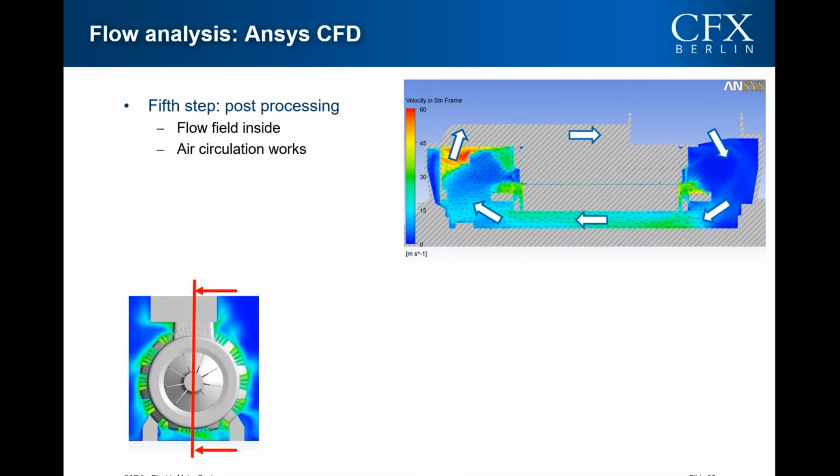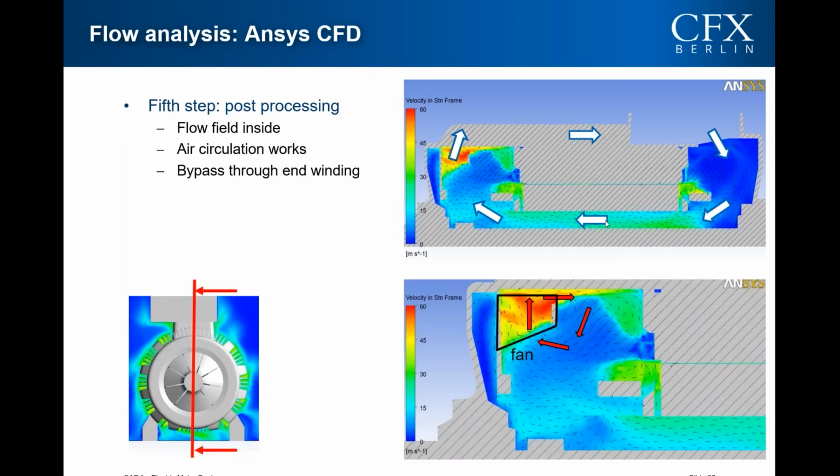When looking at the flow field inside, we can see that air circulation works. So hot air is transported from the hot center of the machine through the inner fan to the outer air ducts, then in axial direction to the right side here, and back to the center to close the circle. But we can also see a bypass flow through the porous end winding that is situated next to the fan here.